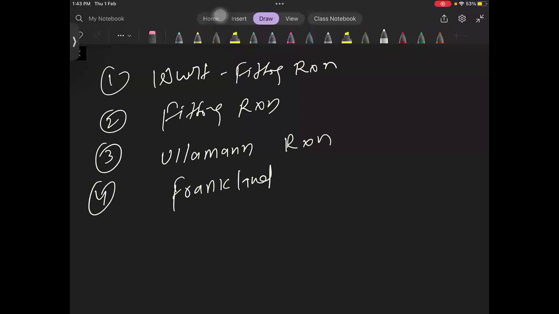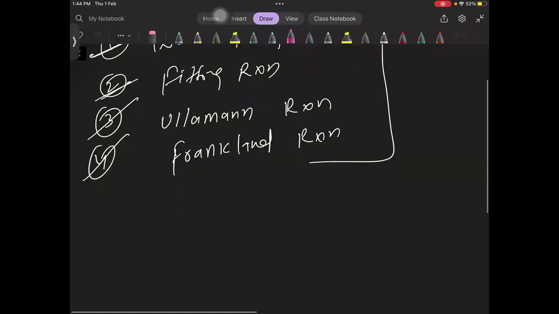Students, these two, Ullmann and Frankland, are not in the NEET syllabus. So NEET students only watch the mechanisms in the first two, and JEE students, you cover all of this. Okay. Now first we go to the Wurtz-Fittig reaction.